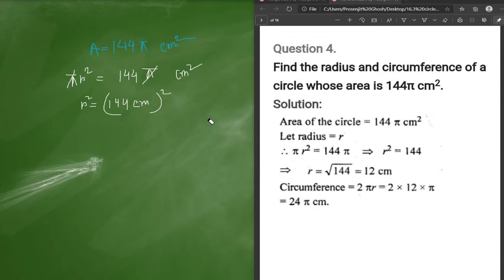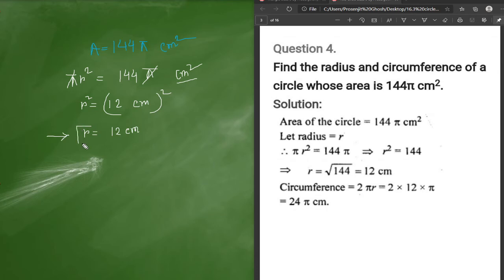Wait, that should be 12. Let me change it. As you can see, I am also taking the unit, that was previously centimeter square, as a whole. Right now r should be the radius, which has the unit centimeter only. So both sides of the square get a root. Finally you get 12 centimeter as your answer.